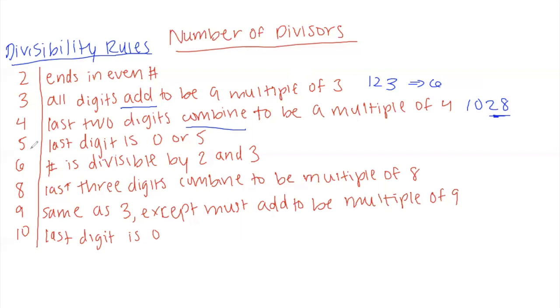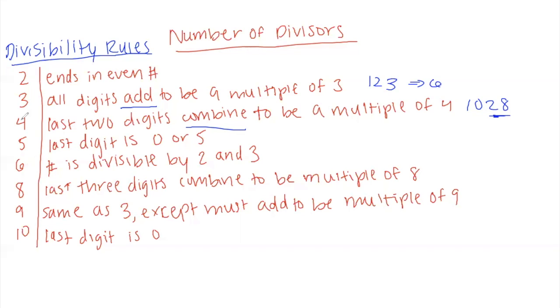Now, the divisibility rule for 5 is the last digit is either 0 or 5. So 15, 30, 105, so on and so forth. For 6, the divisibility rule states that it must be divisible by both 2 and 3. So you can just test the number for these two conditions, and then you'll know that the number is divisible by 6. So for 8, the last three digits combine to be a multiple of 8.